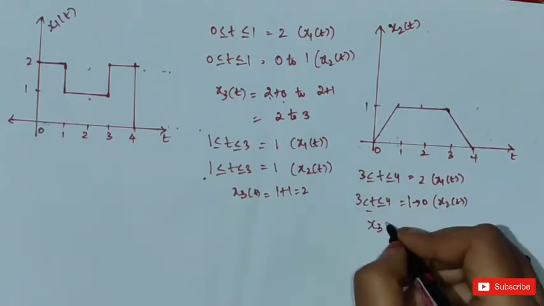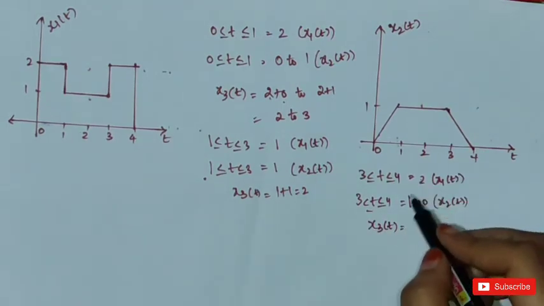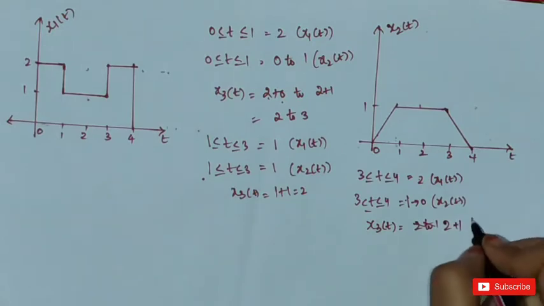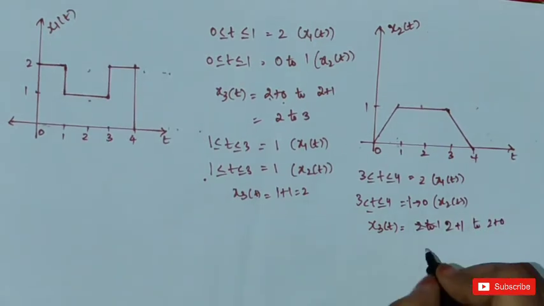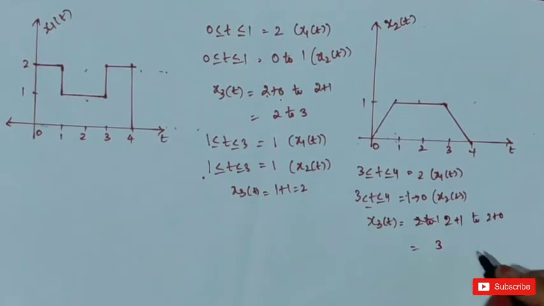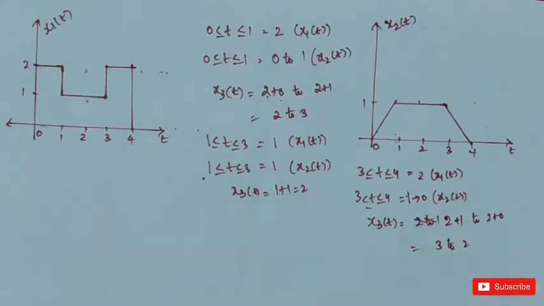Then what will be the resultant value? x3 of t is equal to 2 plus 1 to 2 plus 0. 2 plus 1 is nothing but 3. 2 plus 0 is nothing but 2. In this way, we will find the amplitudes. Now we got the amplitudes of the resultant signal at different time intervals. Let us draw the signal x3 of t. x3 of t is the resultant signal which is obtained by the addition of two signals x1 of t and x2 of t.